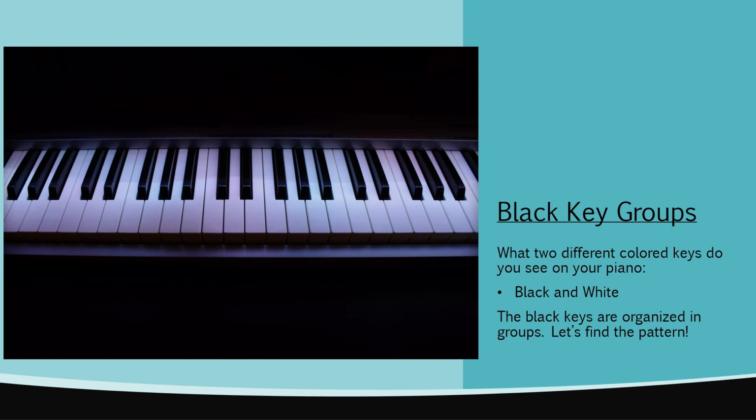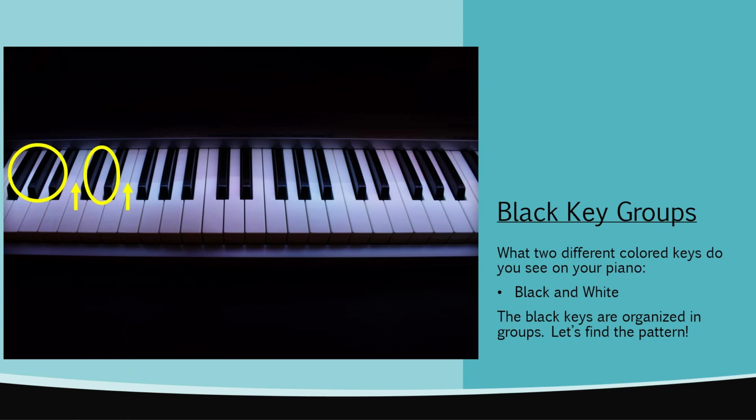So we're going to start all the way on the left side of the keyboard, and I see a group of 1, 2, 3 black keys there, and I've circled them in yellow. So there's a group of 3 black keys. Then we have a little gap. There's 2 white keys here that are right next to each other without a black key in between. Here's our next group of black keys. How many do you see there? I see 2. Yes. So we have a group of 3 black keys. Then we have a gap. Then we have a group of 2 black keys.